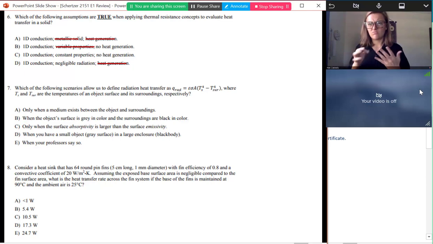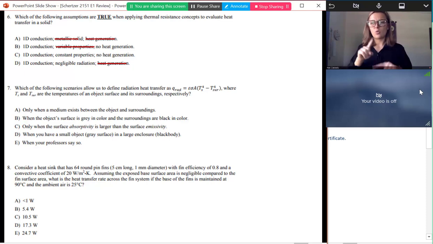I also know in all of my equations for resistance, I have properties, right? Maybe it's the conductivity of a solid, or maybe it's a heat transfer coefficient. But if those things are changing with space or with time, then I can't really use those resistance equations. I would have to use some kind of differential equation to solve my problem. So I know it can't be variable properties.